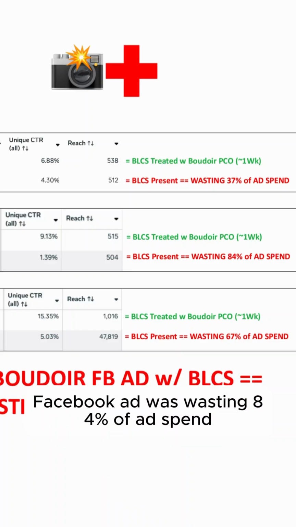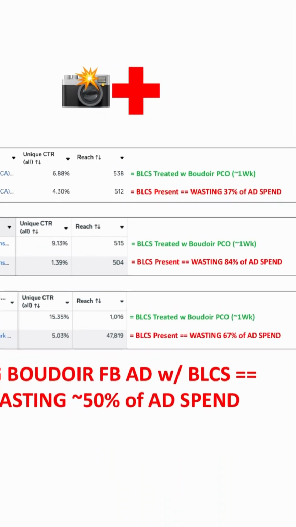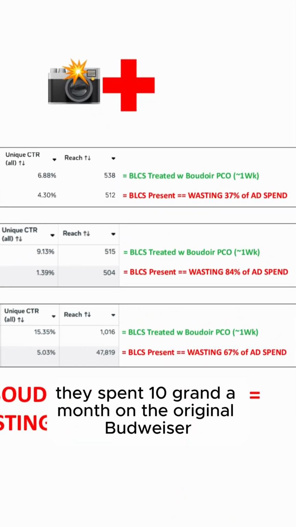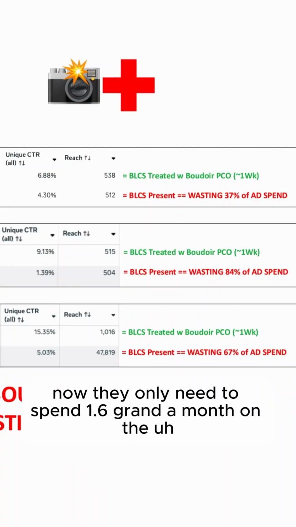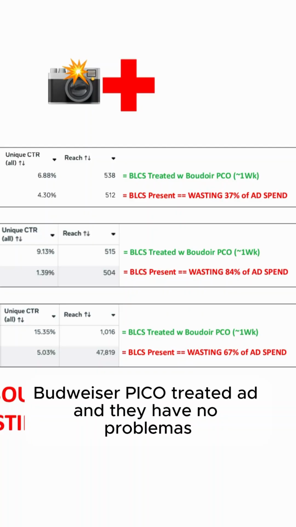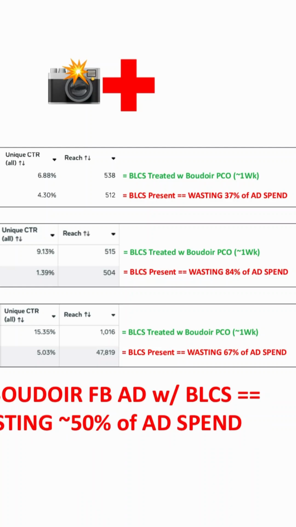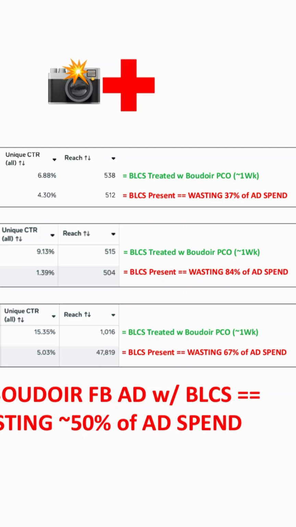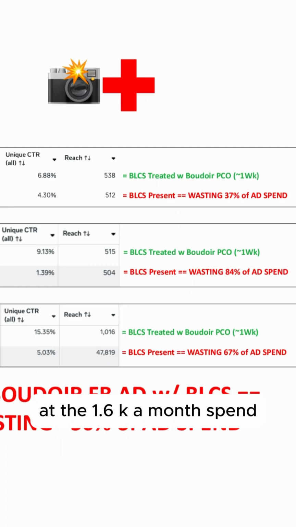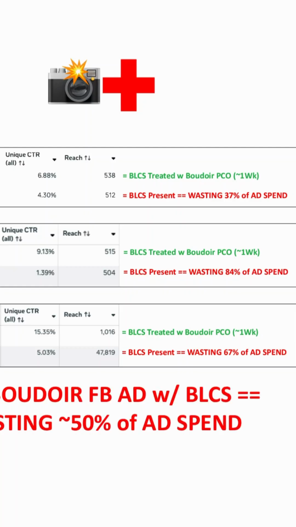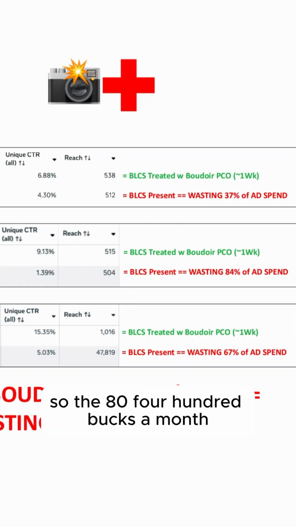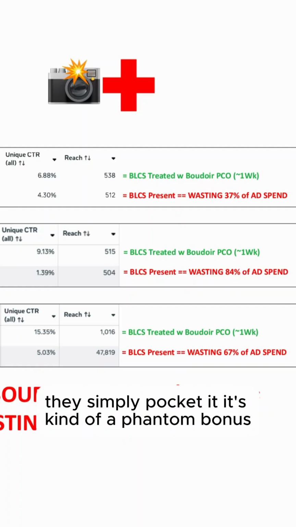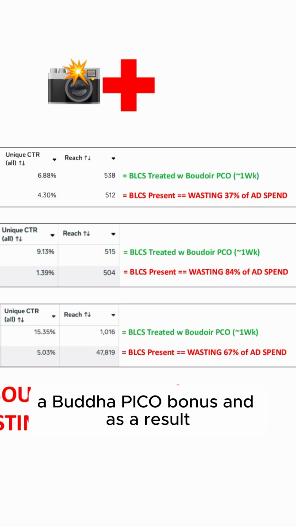So we found out the original Boudoir Facebook ad was wasting 84% of ad spend. So if they spend 10 grand a month on the original Boudoir Facebook ad, now they only need to spend 1.6 grand a month on the Boudoir Pico treated ad, and they have no problemos. They're able to get the Boudoir Pico treated ad into literally the same number of women's brains at the 1.6K a month spent compared to original at 10K a month spend. So the 8,400 bucks a month, they no longer have to spend. They simply pocket it. It's kind of a phantom bonus, a Boudoir Pico bonus.